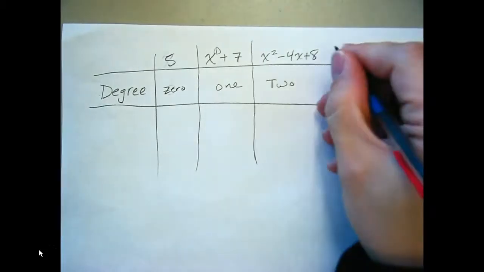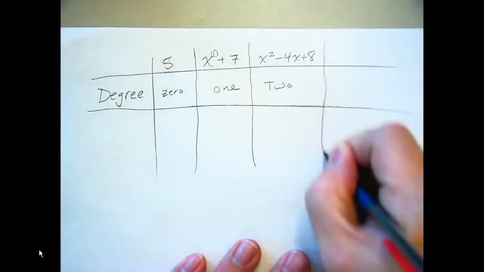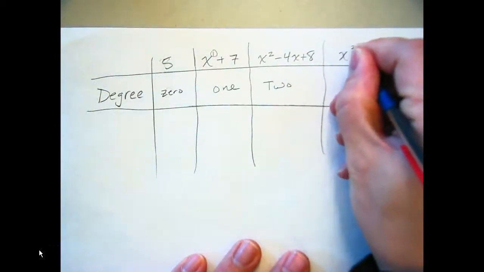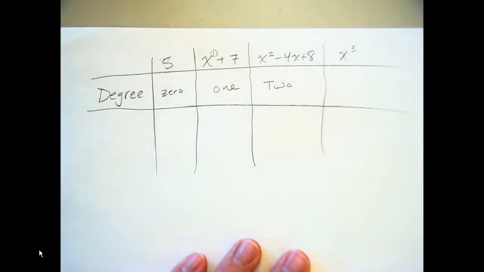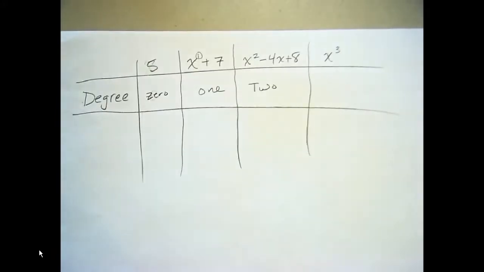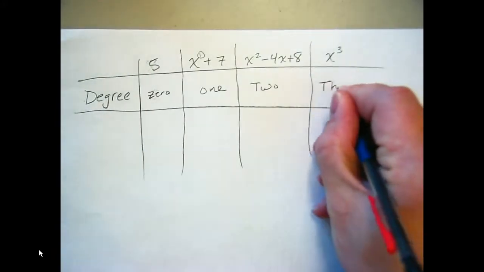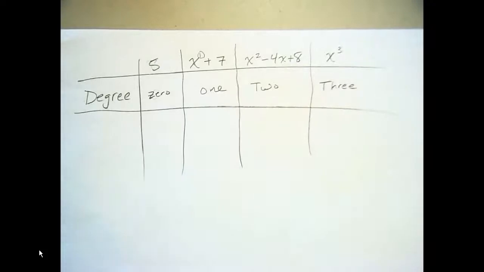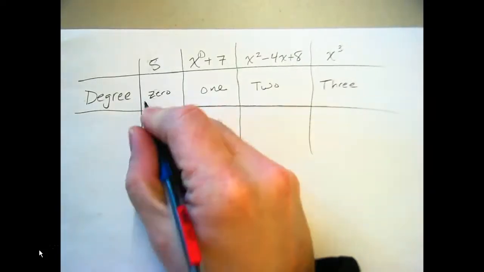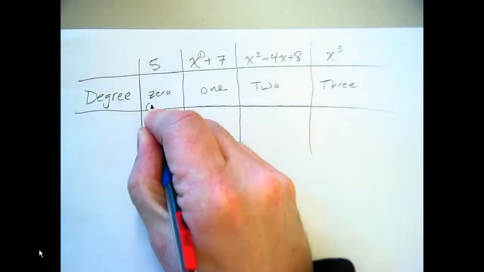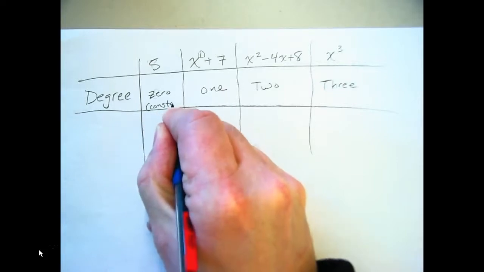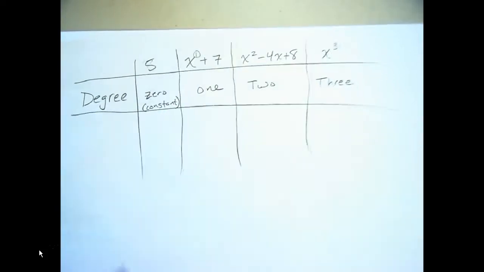Okay? And let's say I have x cubed. That is a degree 3. Now these have special names right here. This right here is called a constant. That is its special name. A 0 degree is called constant.